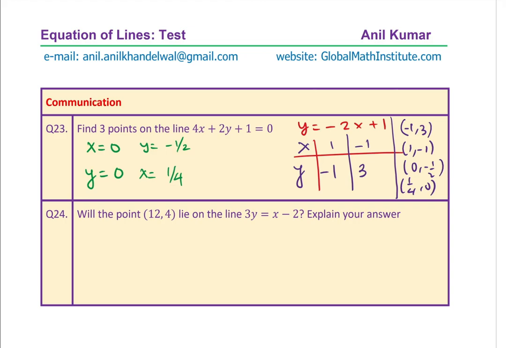Question 24 is, will the point (12, 4) lie on this line? Explain your answer. So you can substitute x as 12 and find y. So the idea is substitute x equals 12, find y. If y is 4, it lies on the line. Otherwise, it does not lie, correct?